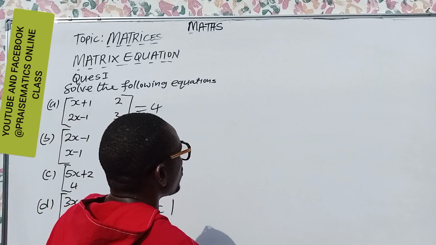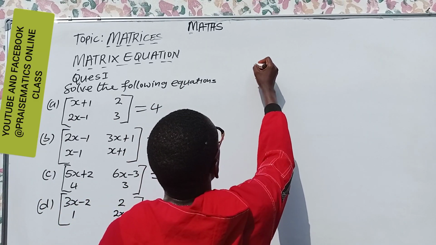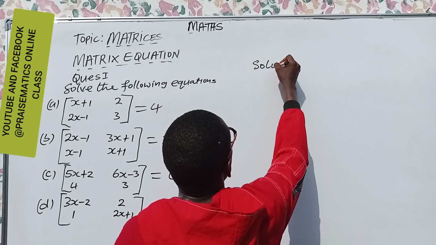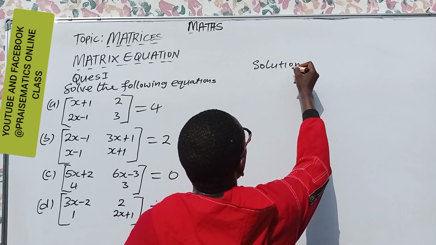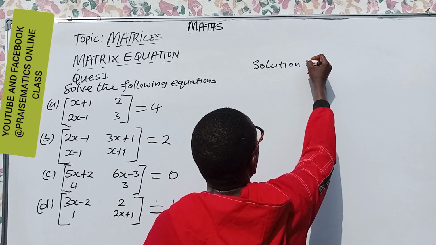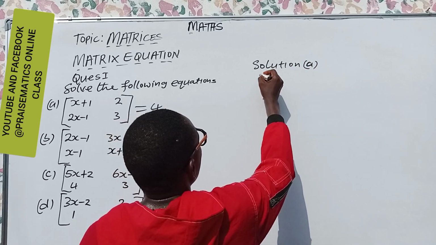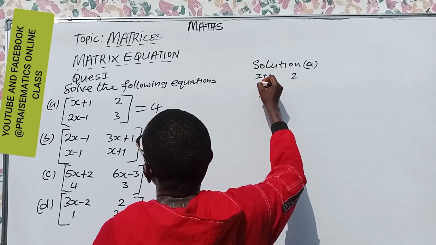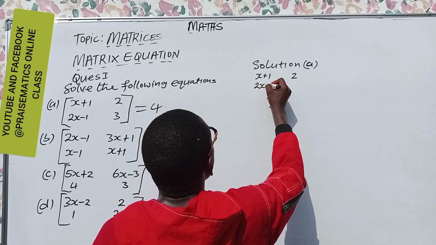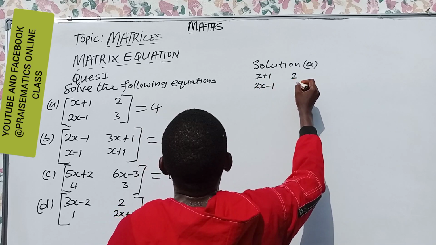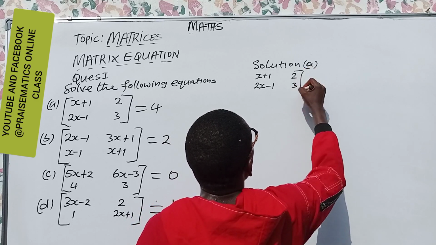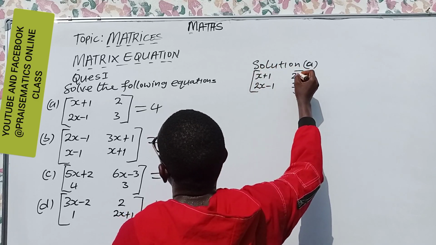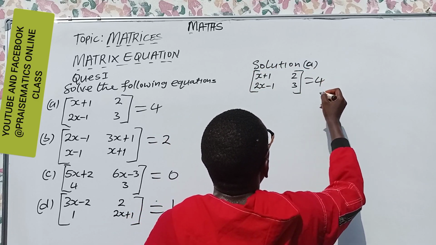Now let's solve. Solution A. Now what do we have? The matrix with x plus 1, 2 in the first row and 2x minus 1, 3 in the second row, all equal to 4.